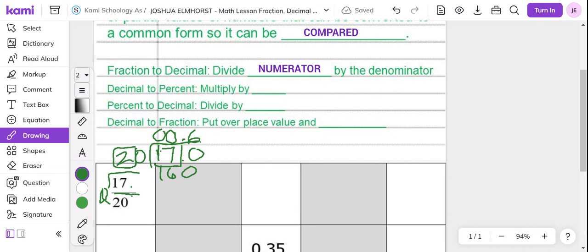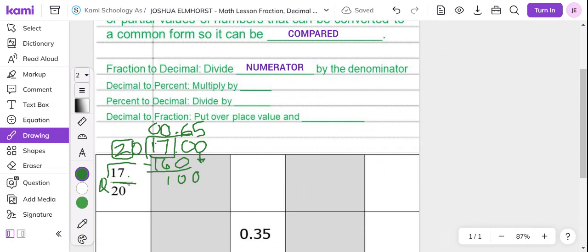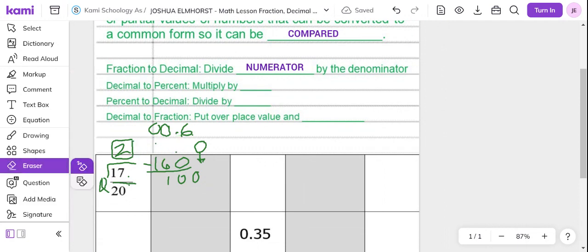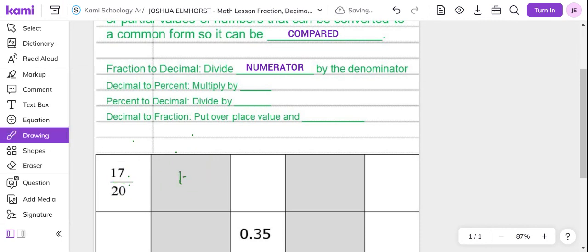And then we subtract to see what the remainder is from the tenth place value, and then we continue dividing. 20 goes into 100 5 times. So this division process, I'm going to take this out of here, and I probably could have done it right here. So I got 17 divided by 20, and we ended up with 0.85. So that is our fraction.